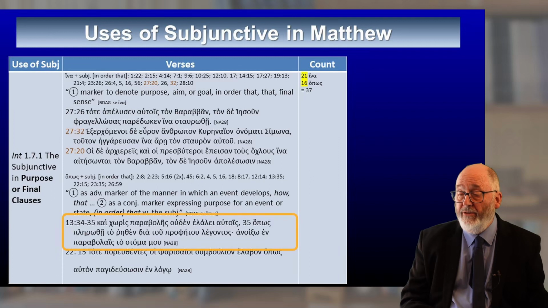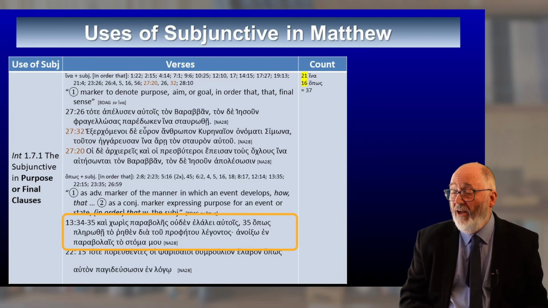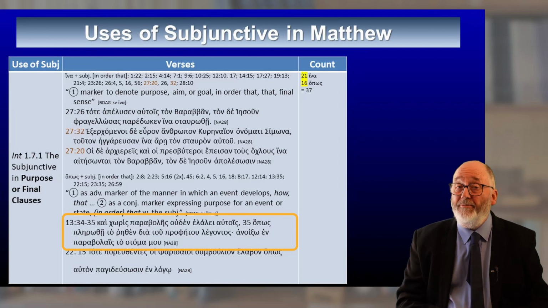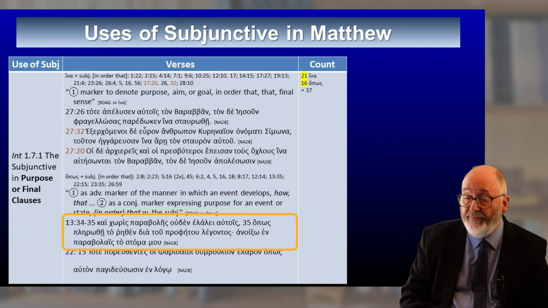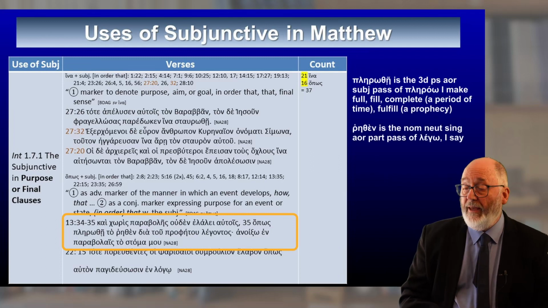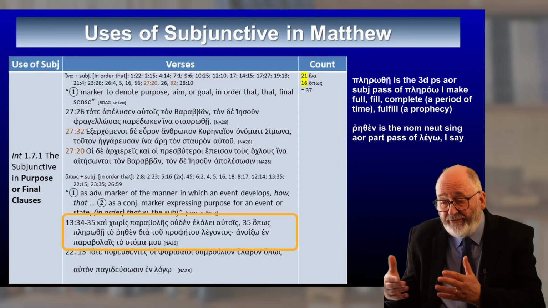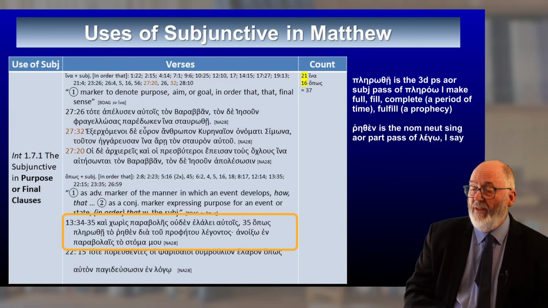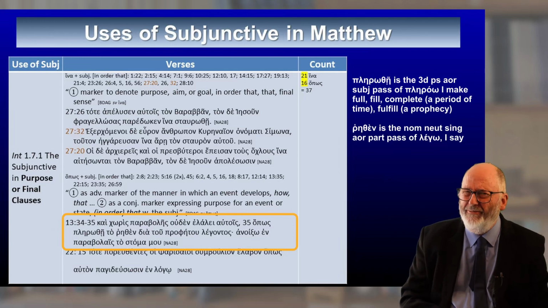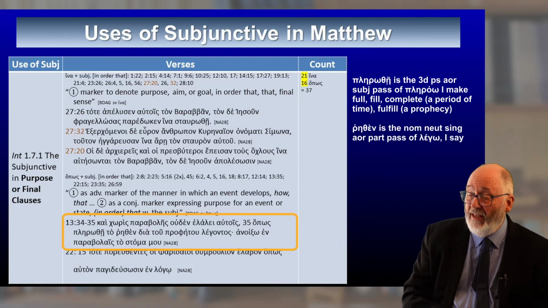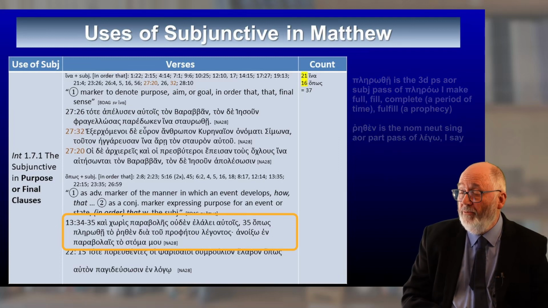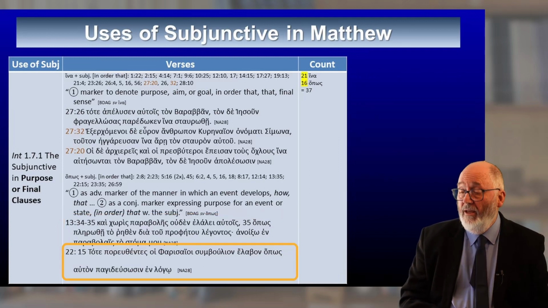For example, in Matthew 13:34-35. And apart from parables, he didn't speak to them. Hopos, and hopos plus subjunctive, plerothe. Plerothe is the aorist passive of pleroo. So in order that it be fulfilled. So what was going to be fulfilled? To rethen, well, that's from a form of the verb to say, so that which is said through the prophet.